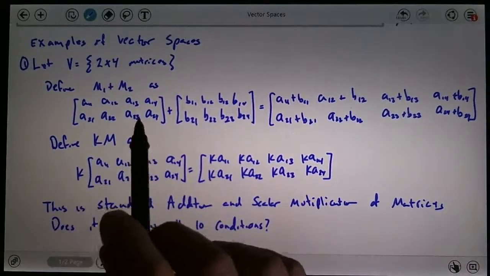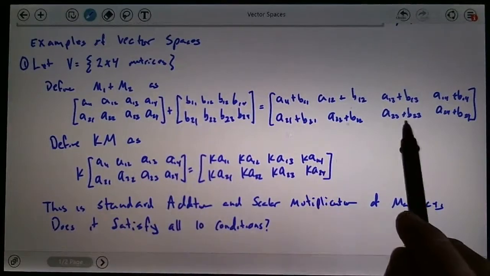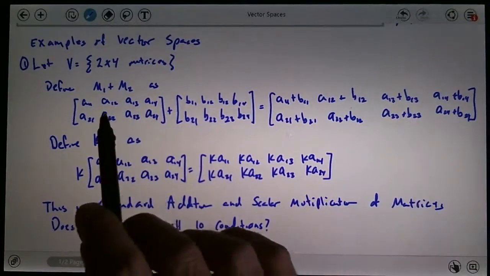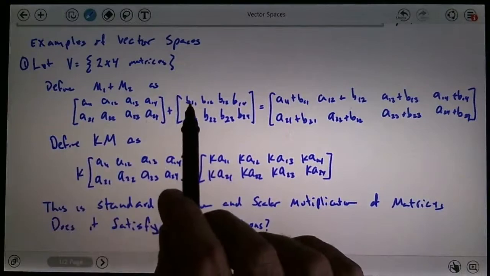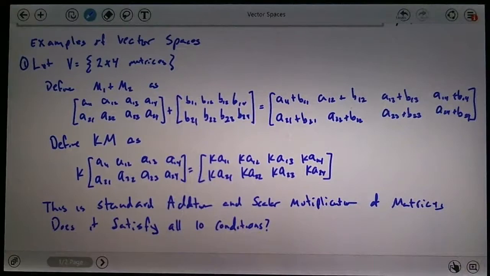So I just want to add 2 matrices together the way we have always added matrices together, add component-wise. So first component here, first component there, that one, that one. Just add the entries in their spots. And likewise, scalar multiplication is just the way we've always multiplied scalars times matrices.